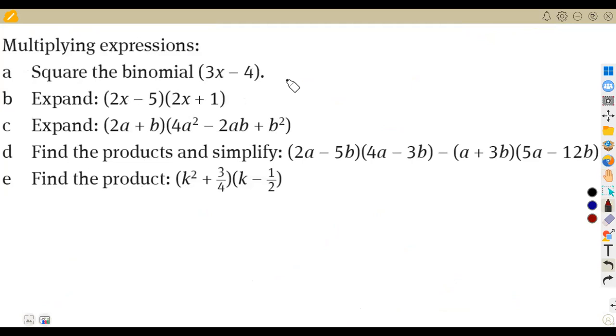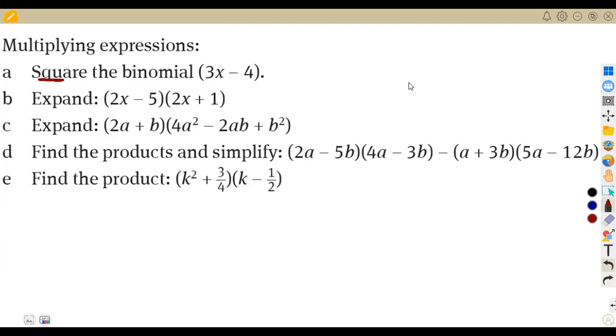All right, so this is a simple exercise that you're given. This is on the multiplying of expressions. So the first part that you're given is to square the binomial 3x minus 4. All right, binomial. Why binomial? If we consider we've got 1, 2 terms that are being given. So that's binomial. All right, so they are saying we are supposed to square.